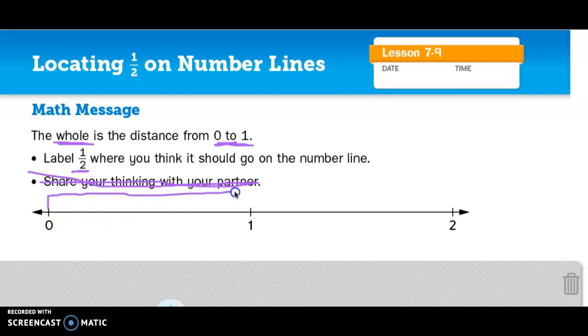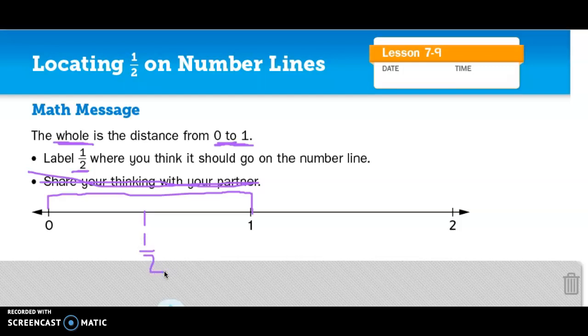And now we need to partition our whole into a half. Partition has also been one of our vocab words. Remember, partition sounds like part. So we're going to break a whole apart into halves. Let's see, and I'm going to say that's about halfway. So 1/2 is a half. Great.